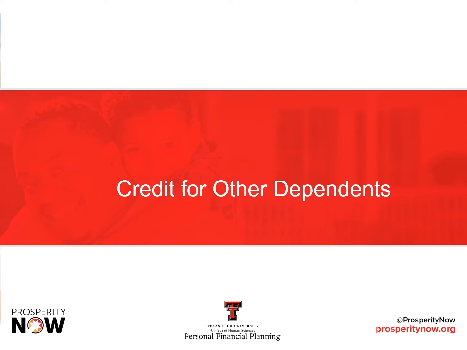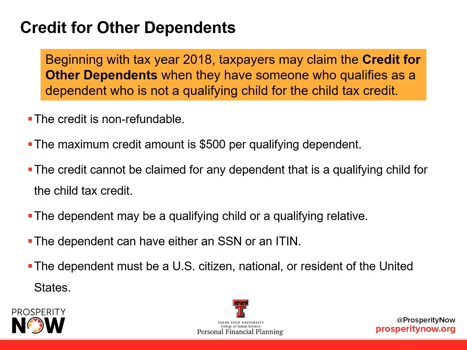Now let's talk about the credit for other dependents. Beginning with tax year 2018, taxpayers may claim the credit for other dependents when they have someone who qualifies as a dependent who is not a qualifying child for the child tax credit. Note, the credit is not refundable. The maximum credit amount is $500 per qualifying dependent. The credit cannot be claimed for any dependent that is a qualifying child for the child tax credit.